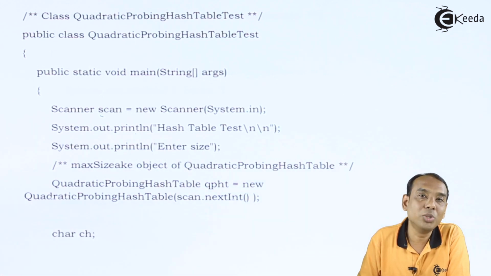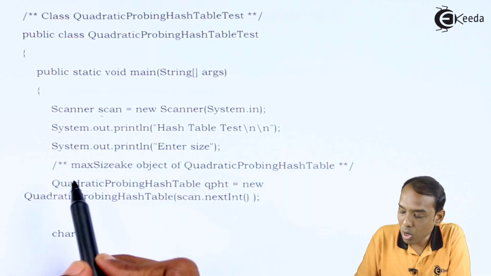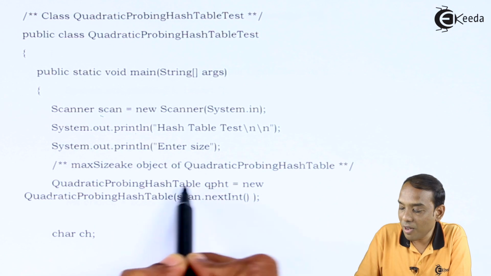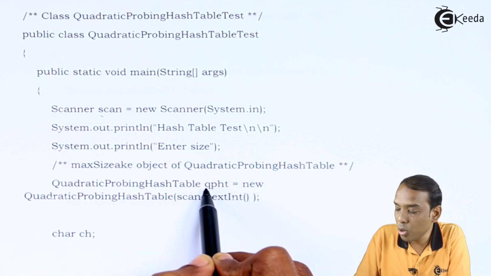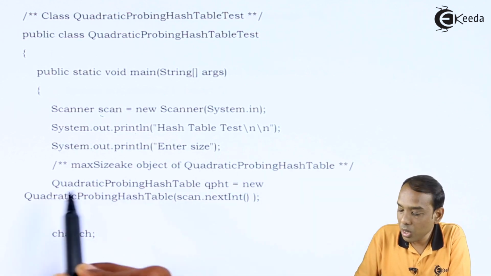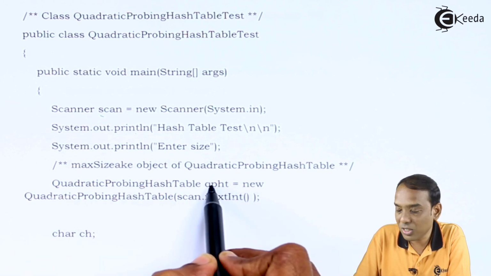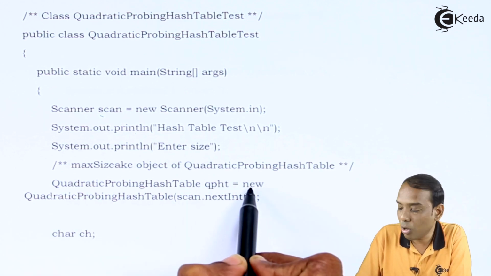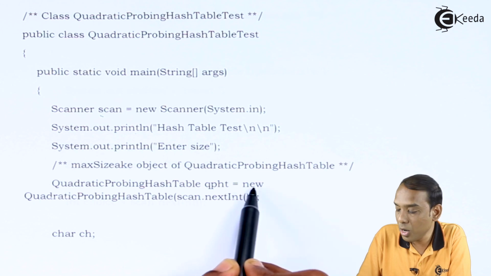Now we will make the object of the class. We write down QuadraticProbingHashTable. We have taken the object called QPHT. We write down new QuadraticProbingHashTable. QPHT is the object. How do you understand it is an object? By checking with its keyword new.